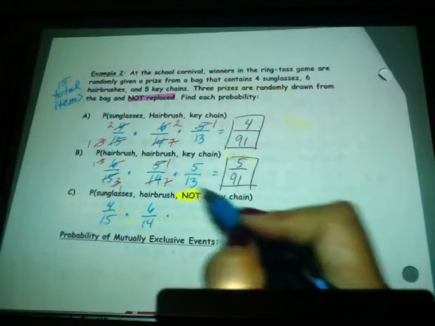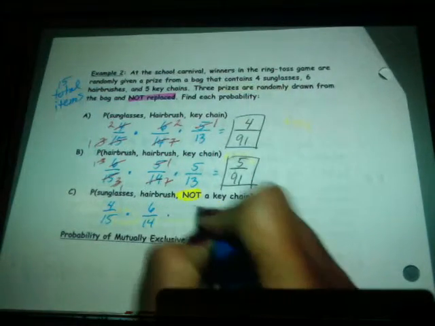But it says basically not a keychain. The kid's sitting there staring at me: please, anything but a keychain. So how many keychains are currently in the bag? There's 5. How many items are currently in the bag? 13. So out of 13 items, 5 of them are keychains. So how many are not a keychain? What's 13 minus 5? 8, right? So don't we have 8 items that are not a keychain out of 13 total items?